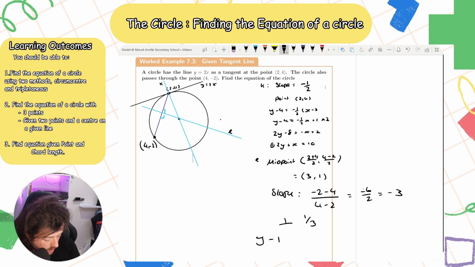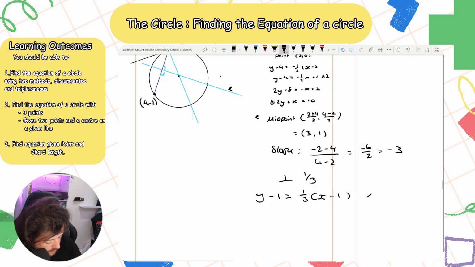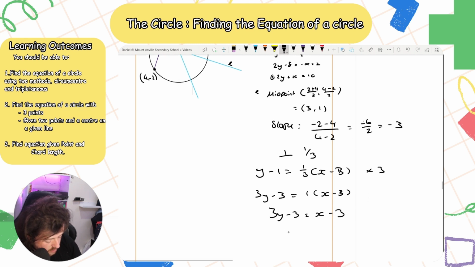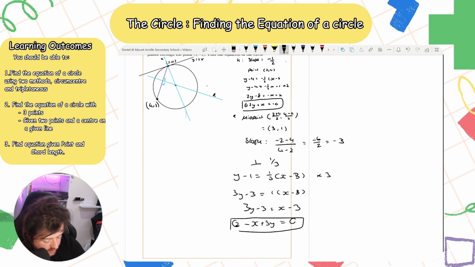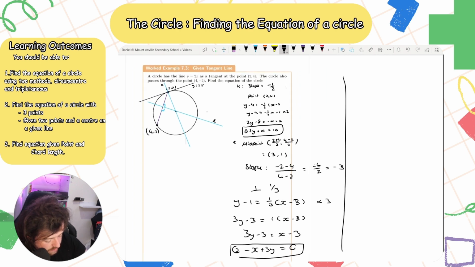So if I make the equation of a line, y minus 1 is equal to 1/3 times x minus 1. Multiply across by 3: 3y minus 3 is equal to 1 times x minus 1. Oh, sorry, there's going to be a 3 in here. So x minus 3. So 3y minus 3 is equal to x minus 3. Bring everything over to one side. I'm going to get minus x plus 3y is equal to 0. And that is the equation of my second line there. So there's the equation of my 2 lines. I now want to find my center point.